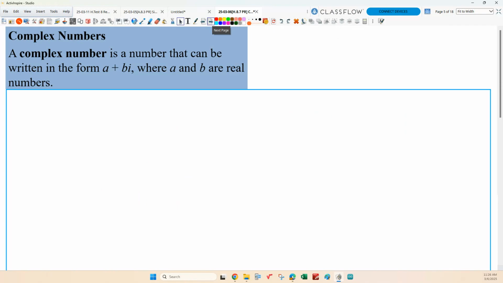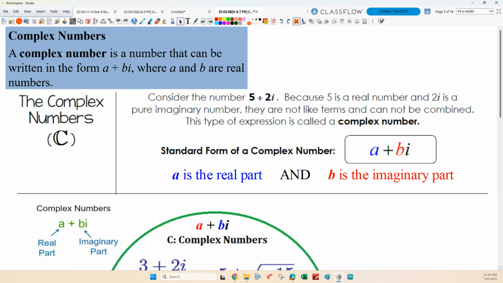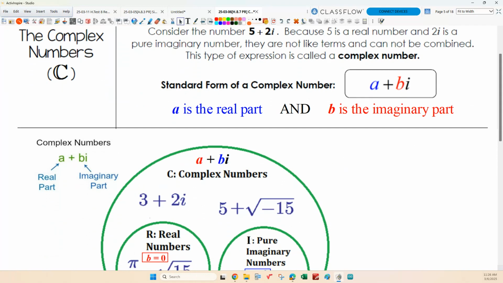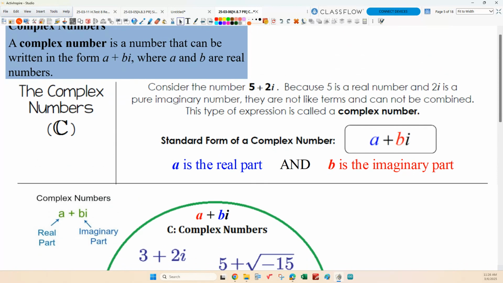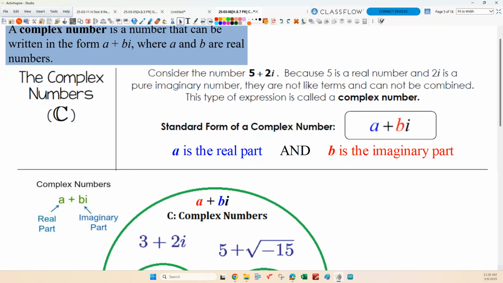So it turns out that we've got this other superset of numbers called the complex numbers, into which all numbers fall. What do we know about the set of complex numbers? Complex numbers in standard form are always written like this: A plus B times I, where A and B are both real numbers. A is what we call the real part, and B, the coefficient of I, is what we call the imaginary part. Okay? So an example of a complex number would be something like 5 plus 2I.